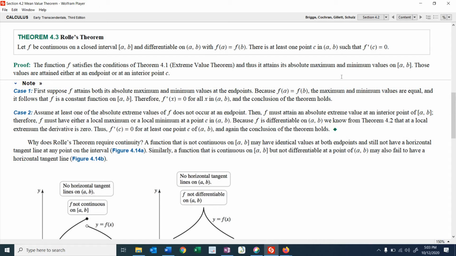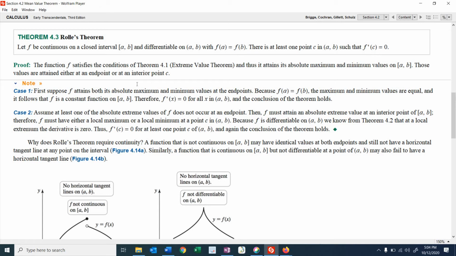And since we have a constant function, the derivative of a constant function is 0. So for every x value in the open interval from a to b, we know the derivative at that x value has to be 0, since the function is constant from a to b. And that proves the theorem because we found a point C somewhere in between a and b where the derivative is equal to 0. So that proves the first case, the case where the absolute maximum and minimum values occur at the endpoints.